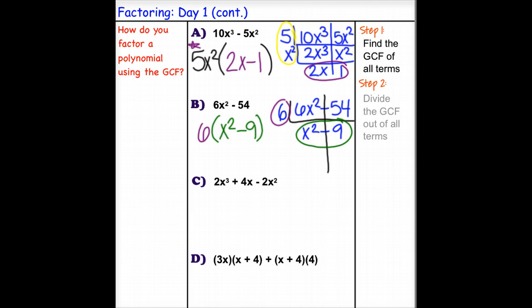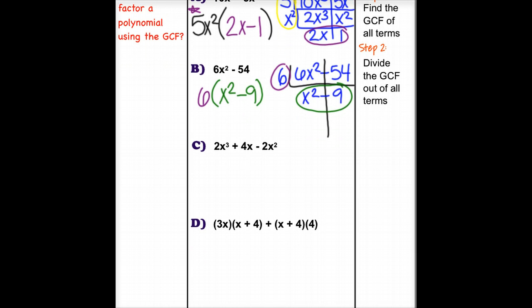Now, as I mentioned, we divide the GCF out of all the terms, which is what we're doing. Remember, if it's not in both terms, you cannot do it. So looking at C, 2x cubed plus 4x minus 2x squared.